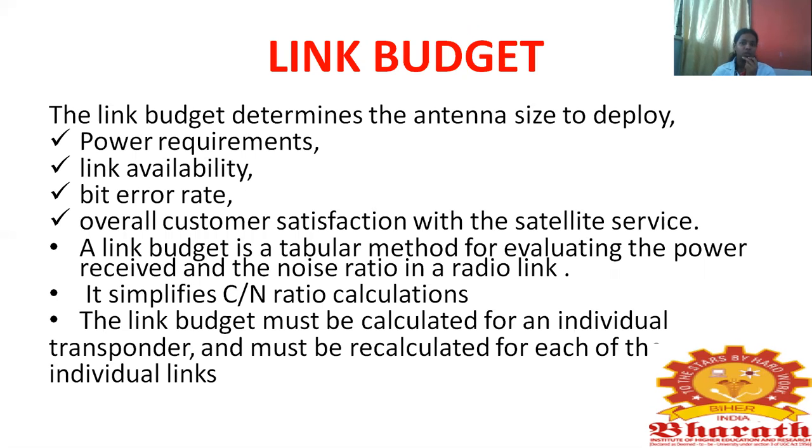So the link budget determines the antenna size that you are going to implement. If the antenna size is going to be more, then instead of having one antenna of more size, you can have multiple antennas of less size. Because if you increase the size of the antenna, obviously it is going to cover more area, but you do have disadvantages also. So to avoid those disadvantages, we increase the number of antennas and reduce the size.